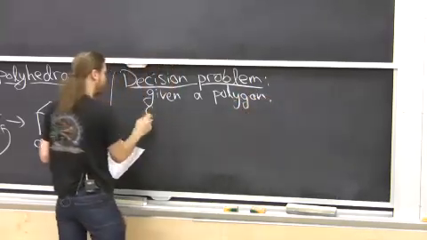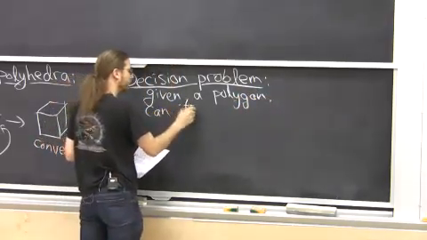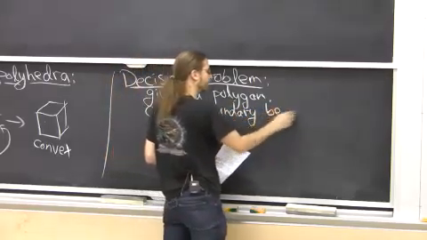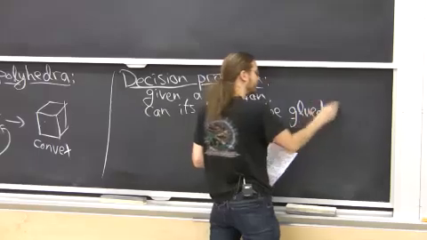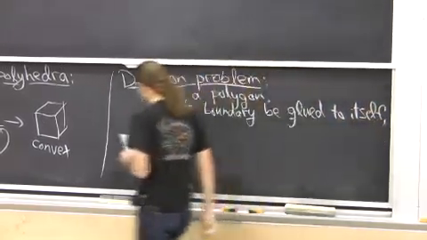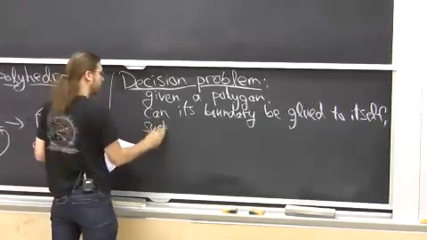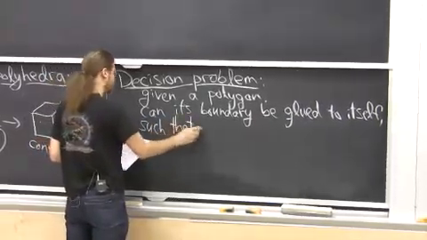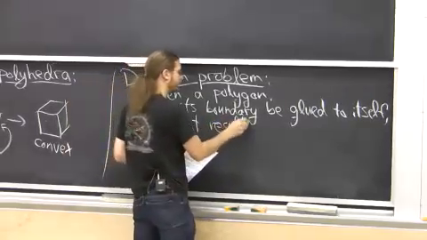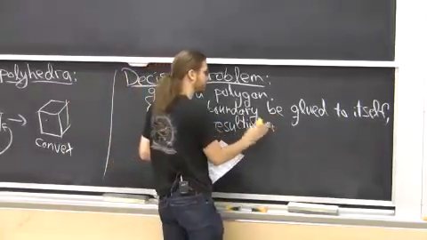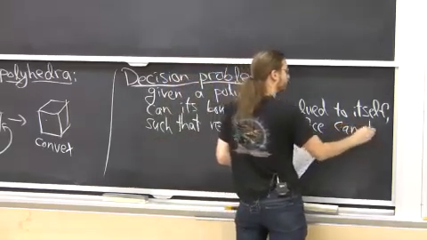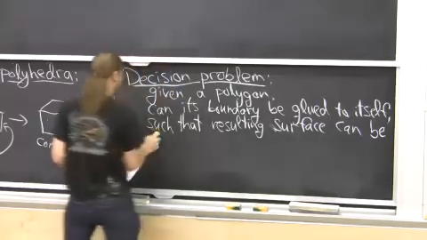So given a polygon, can its boundary be glued to itself? And this is sort of the distinguishing feature from origami. That's sort of all you get to do, and no multiple coverage. You want exactly that surface to be folded into a convex polyhedron.